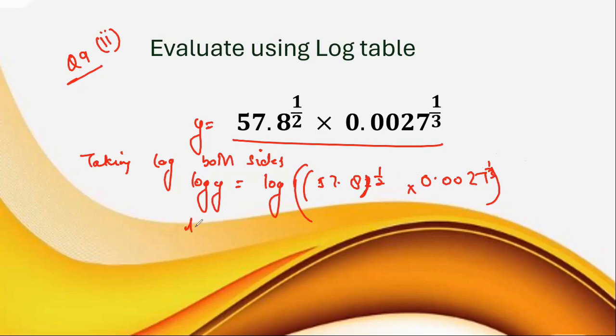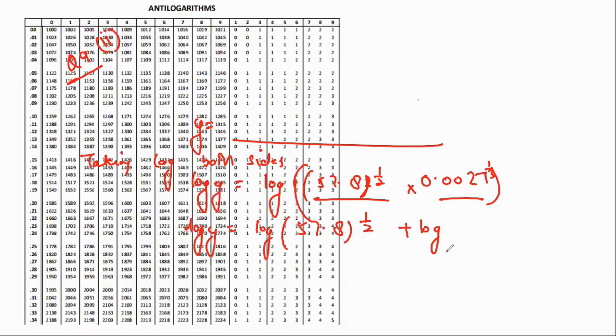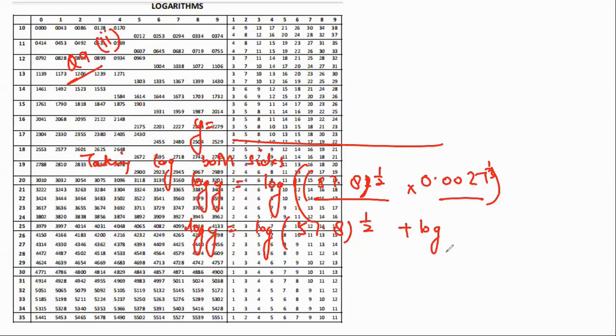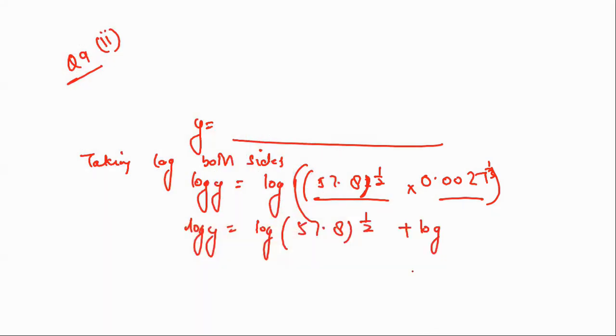Now, we know that whenever we have something in multiply in the log, we have to use the law of multiplication. That is, we have to write in the form of addition. That this will be this plus, wait a minute, I'll show you on the another page. Yeah. So log 0.0027 and raised to the power 1 by 3.